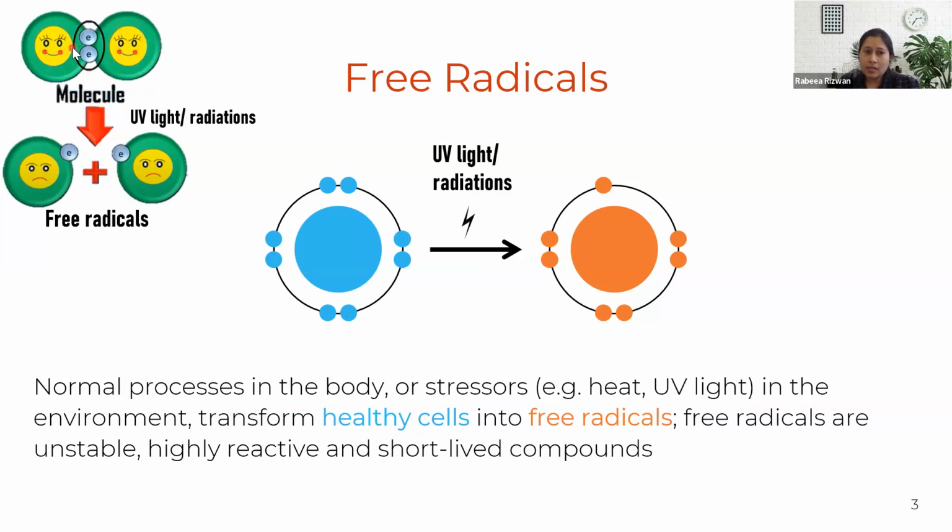These are our healthy cells, which form pairs binding with other healthy cells, but when exposed to environmental pollution or any radiation, they cleave into two and form free radicals. But what happens? These free radicals are highly unstable and short-lived. Why? Because they need one more electron to be stable. That's why they are highly reactive.